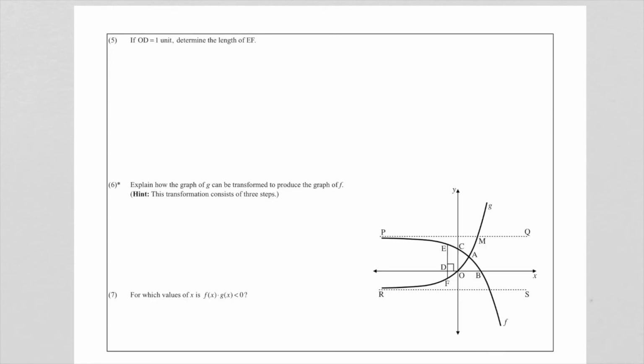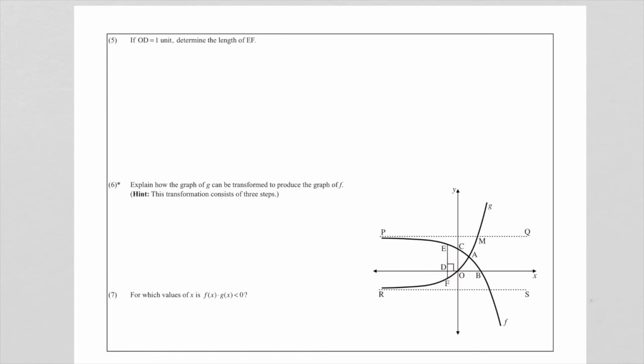In question 5, they told us that OD is equal to 1 unit. Determine the length of EF. So let's just look at the drawing. They told us that OD is 1 unit. But you can see D is on the negative side. So that means that the X value there at D will be at minus 1.